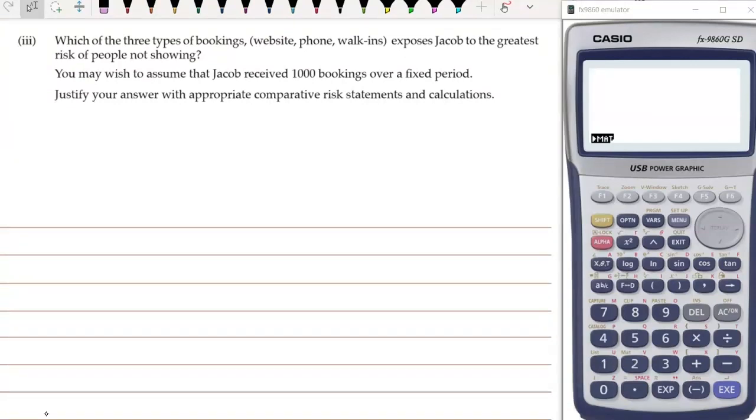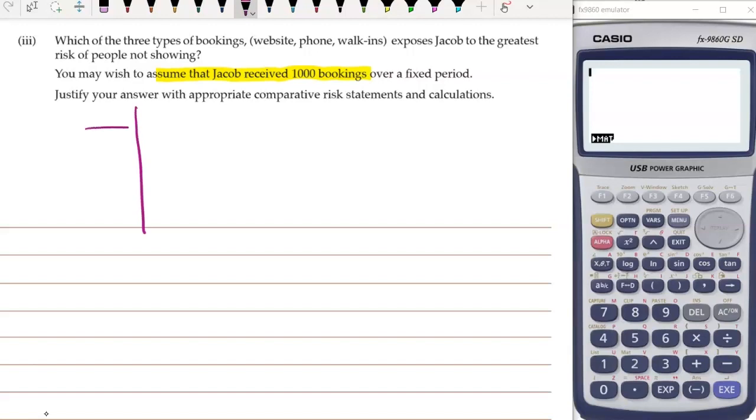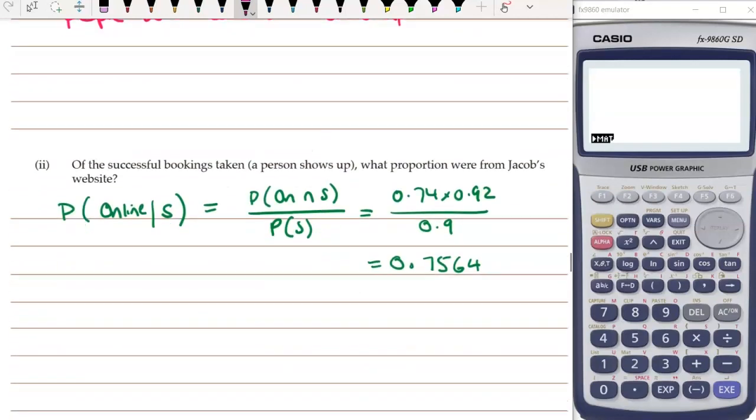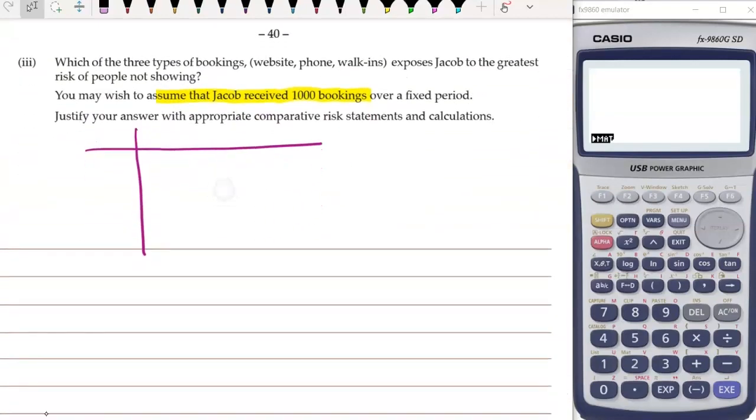Now, of the three types of bookings, which of those exposes Jacob to the greatest risk of people not showing up? And it's given us a hint to assume that Jacob received 1,000 bookings and use that to work out what numbers. So if we have a total of 1,000 bookings that were booked, what were our options again? We had phone, online, and walk-in.